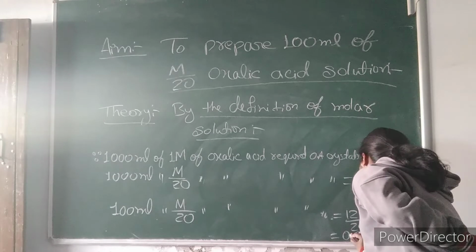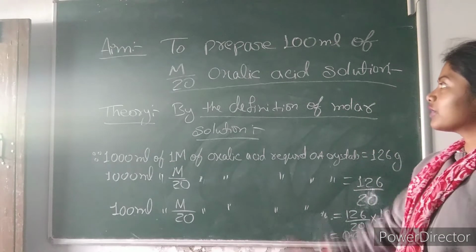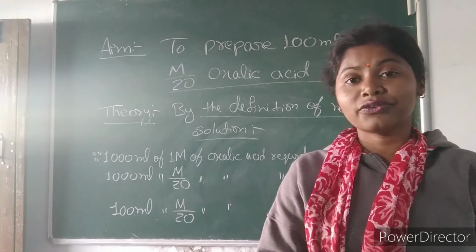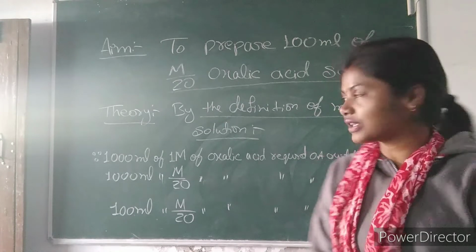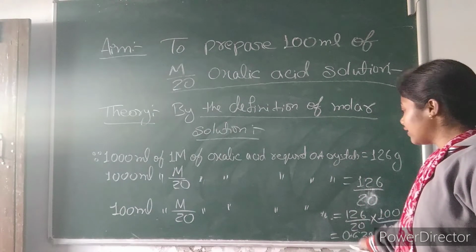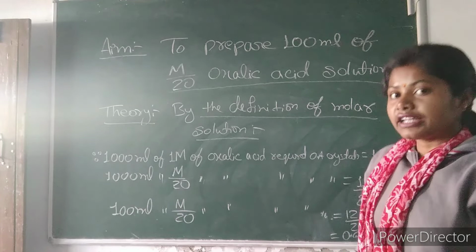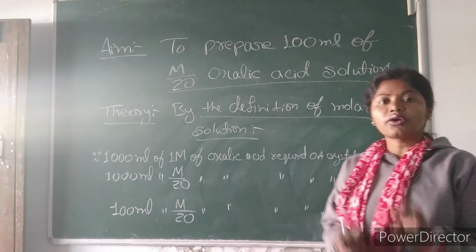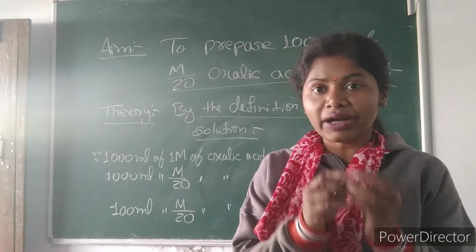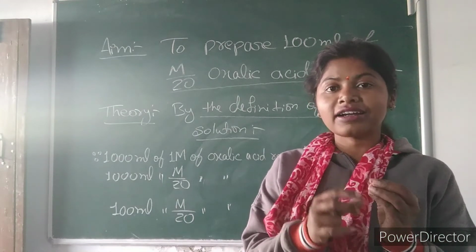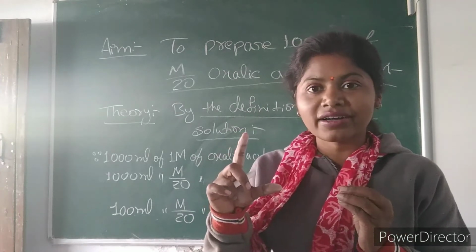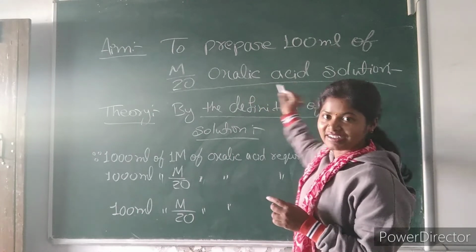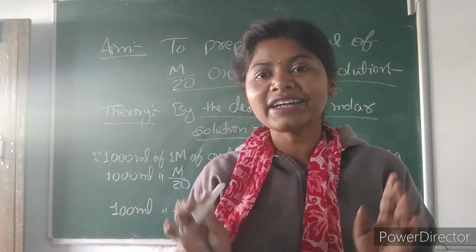Okay students, 0.63 gram. So this is the theory that you need to write in your practical notebook for the standard solution that you are making. So hence what it is saying is, when you take 0.63 gram of oxalic acid by weight and put it into 100 ml of distilled water, then you will get the standard solution of oxalic acid and that strength would be M/20.